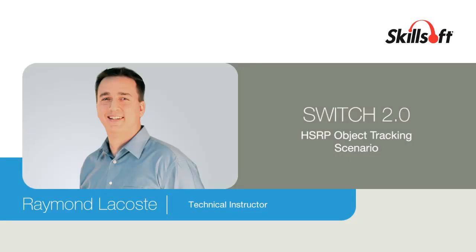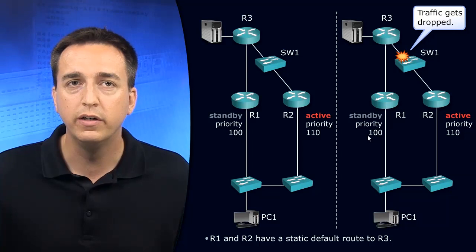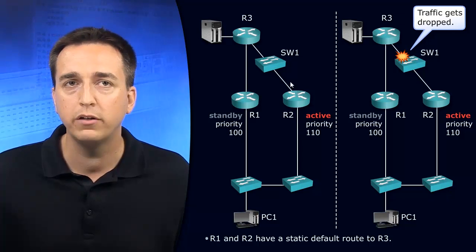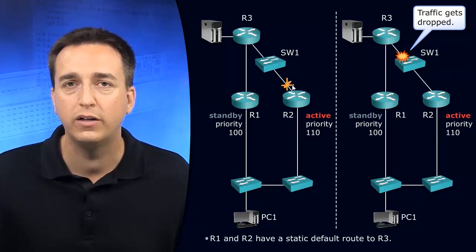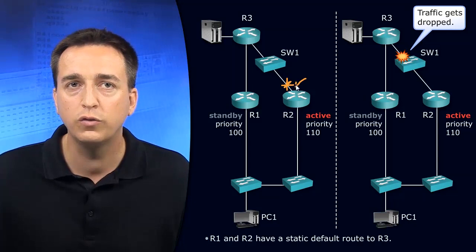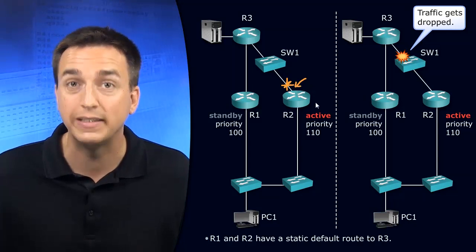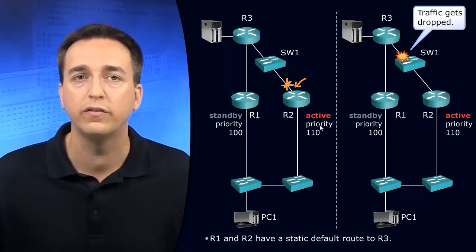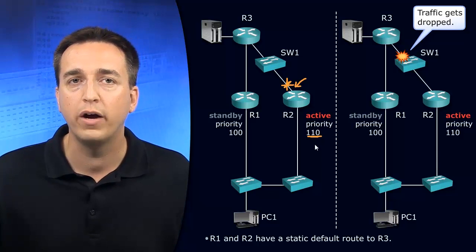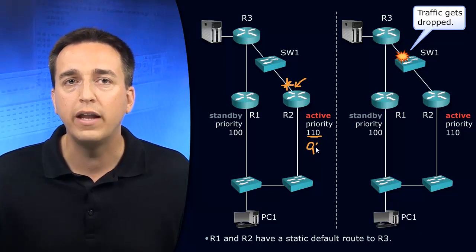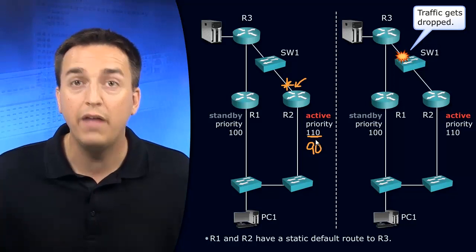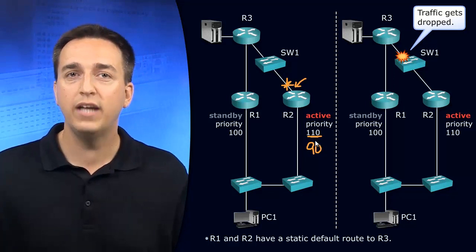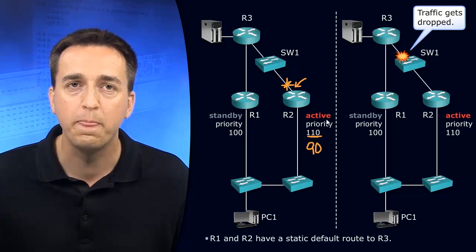HSRP interface tracking is a very powerful feature. It gives us the ability to monitor the status of an uplink. And if for some reason this uplink right here fails, meaning the interface goes from up to down, so the status changes on that interface, we can decrement our priority to a value that is lower than the standby device, and therefore the standby device takes over as the active forwarder.